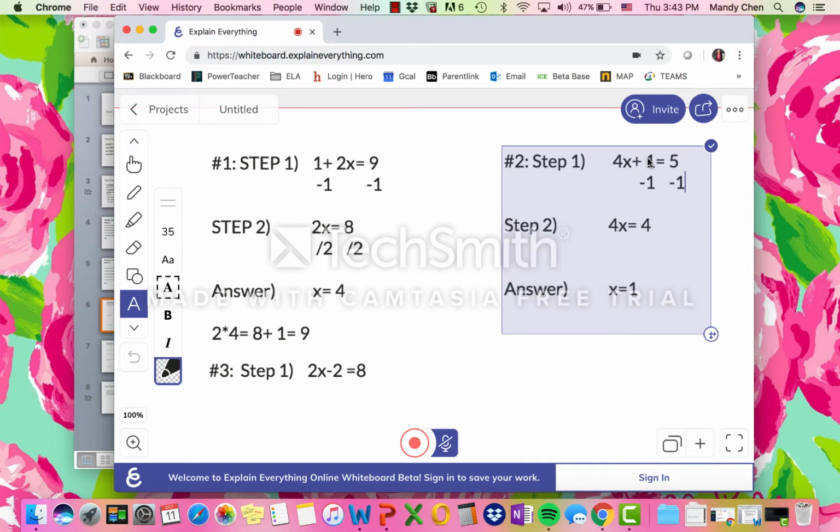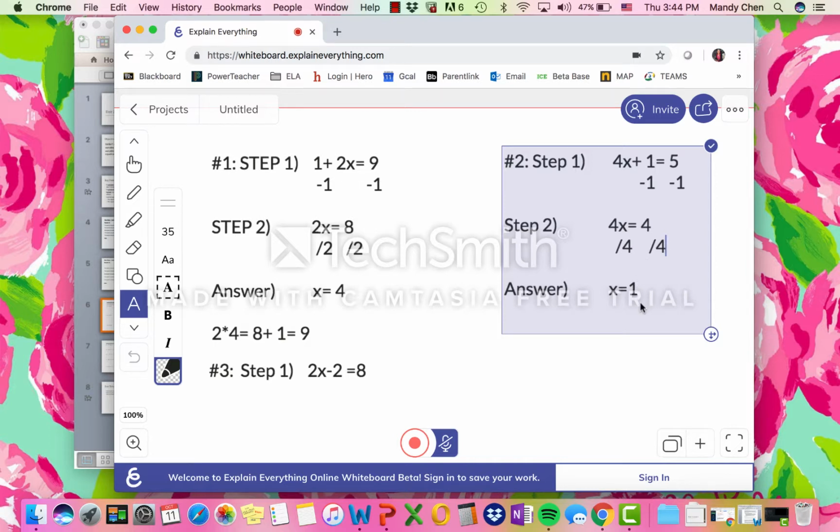So whatever I do to the left, I do to the right. As you can see, the 1's cancel out because a plus and a negative becomes 0. 5 subtracted by 1 equals 4. And then I just bring my 4 down, which becomes 4x. Then step number 2 is 4x equals 4. I'm going to go ahead and do the inverse operation of multiplication, which is division. I'm going to divide 4 from each side. 4 divided by 4 equals x, because 1 times anything is going to equal itself. That's why we have x by itself. And then 4 divided by 4 equals 1.